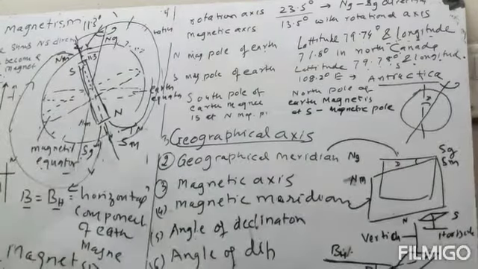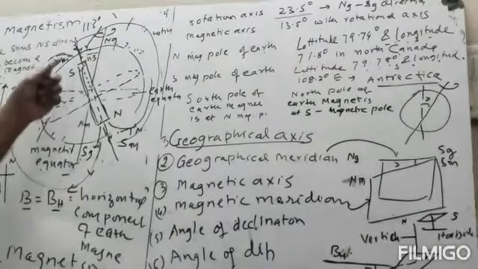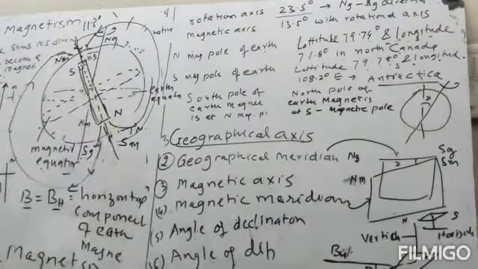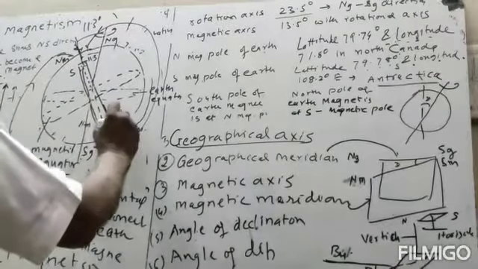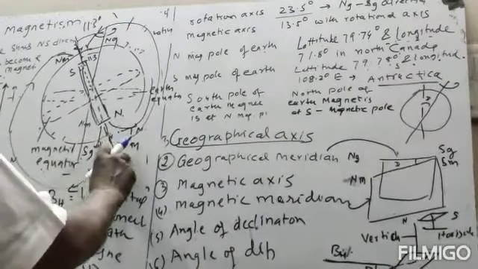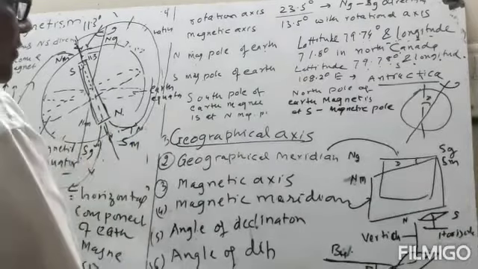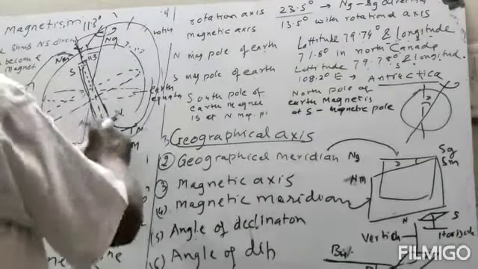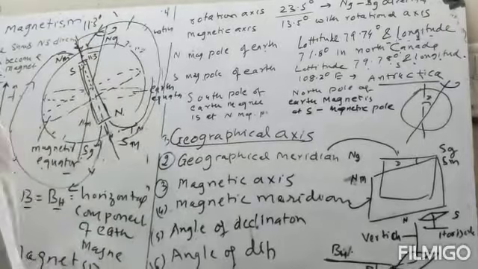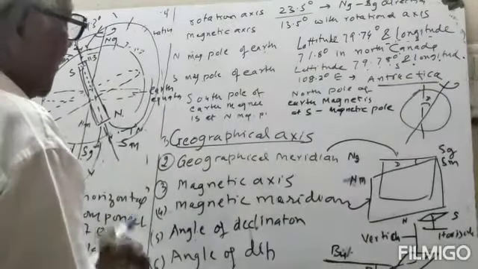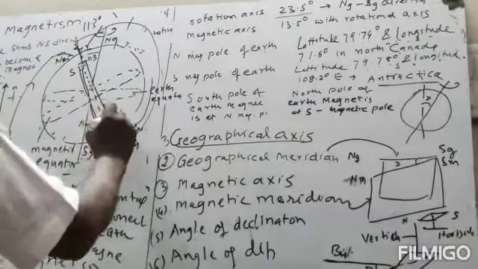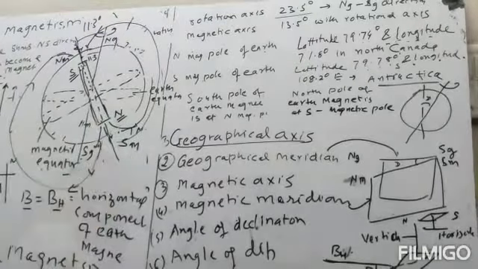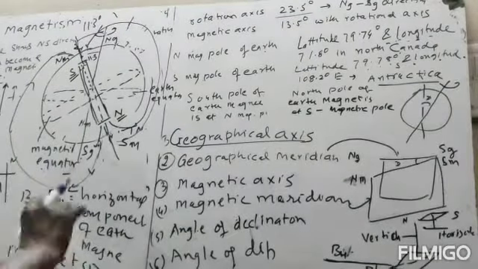So actually I have shown that the magnetic south pole is towards the north, and the north pole is towards the south, because the magnetic lines of force, if we draw them, start from north and end at south. So in the northern hemisphere is the south pole of the earth magnet, and the north pole of the earth magnet is in the southern hemisphere.